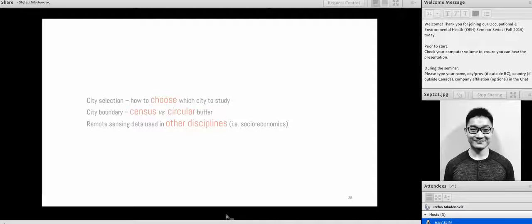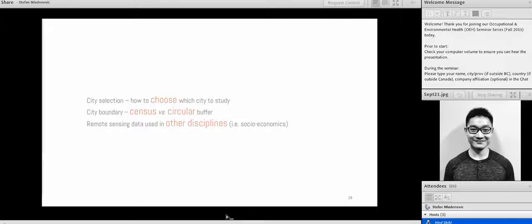But in my research, because I potentially have images for the entire Earth, the first struggle I have is which cities I should include, and how I can select cities to represent the whole spectrum of urban environments.